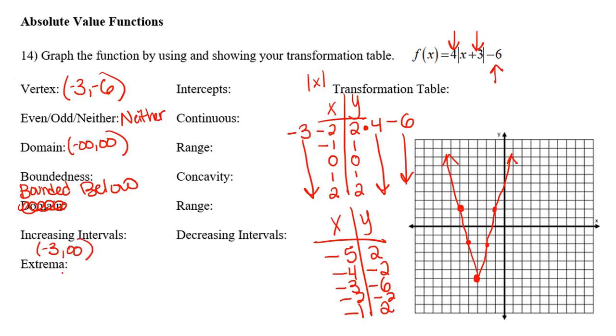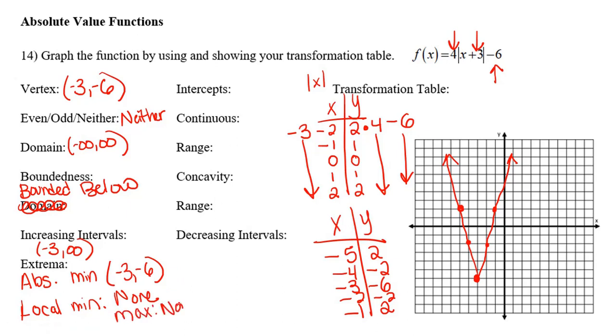My extrema, that's my min and my max. I have an absolute min on this graph. And it's at the vertex, so that's -3, -6. I do not have any local mins. There's no other valleys on this graph. And I unfortunately have no kind of max either. That includes absolute and local.